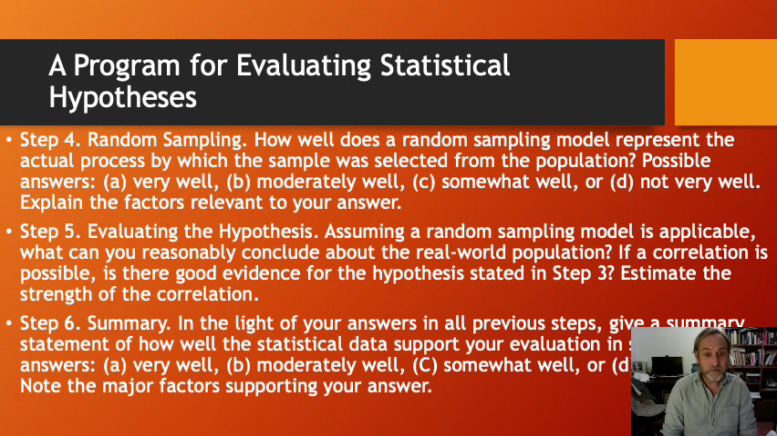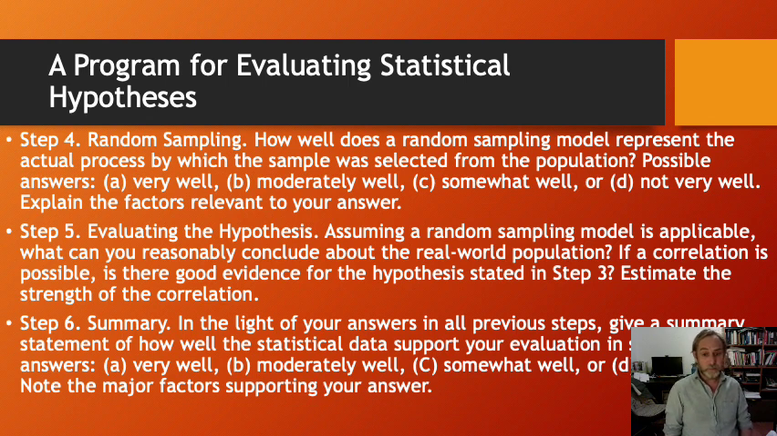Okay, and then step 5, right? Let's evaluate the hypothesis. Let's assume that the random sampling model is applicable. If it's not, then it's kind of like all bets are off because that's the only model we have. But let's assume that it is. What can you conclude about the real world population? Which was, and again, the hypothesis was stated in step 3, when we talked about the model.